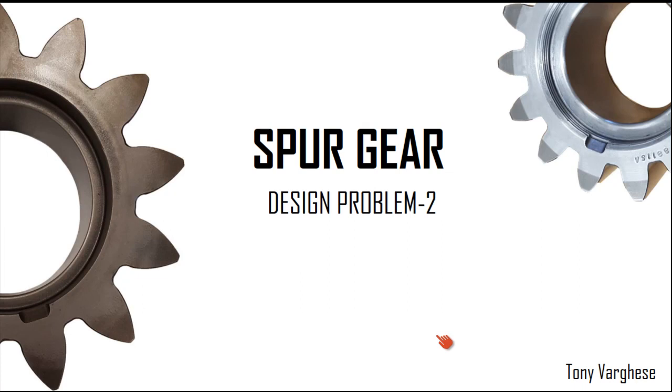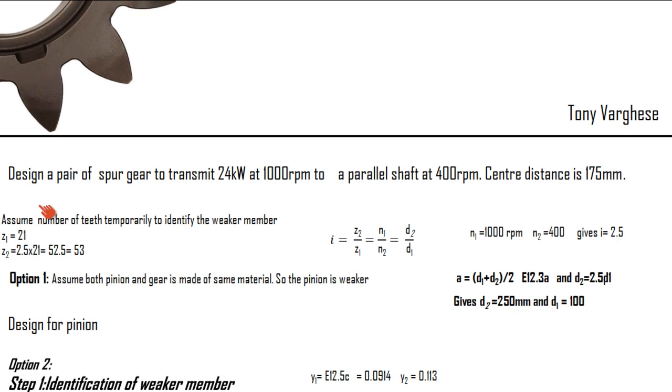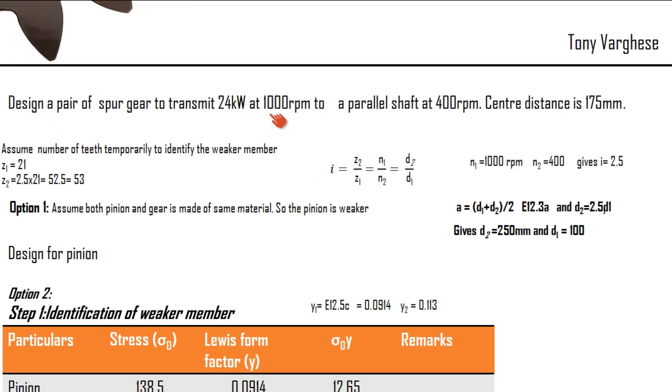Hi, in this lecture we will solve one more question which is of the type 2. Type 2 questions are those questions with data that directly relates to the diameter. Design a pair of spur gear to transmit 24 kW at 1000 rpm to a parallel shaft at 400 rpm. Center distance is 175 mm.